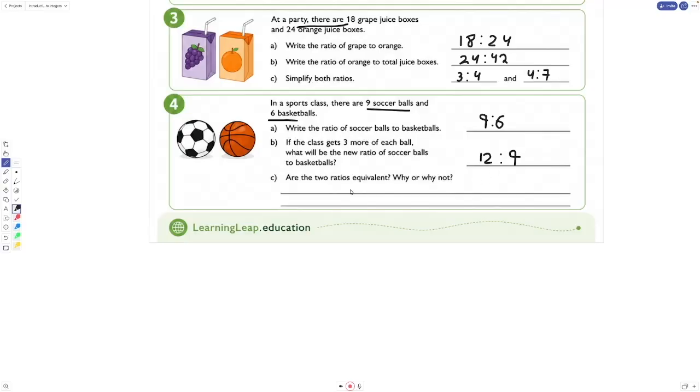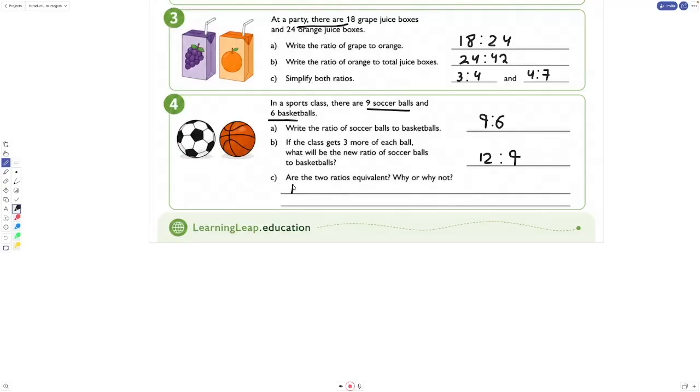Are the two ratios equivalent? Yes or no? Now, this is a little bit of a tricky question. You got to think about this a little bit. So we know that the 9 went to a 12 by 3, right? And the 6 went up to a 9. But here's the difference. The 9 went up by 3, but it's a bigger number. So in proportion, it's growing a little bit smaller. So these ratios would not be equivalent.